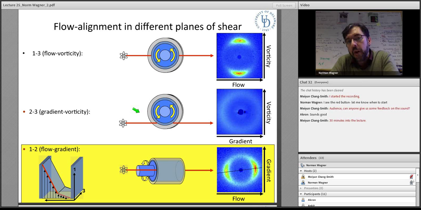And what's shown over here are actual scattering patterns from a shearing wormlike micelles solution, and you can see it's highly flow aligned. But it's really going down the gradient if you are going down the 1-2 plane, the vorticity axis, so you access the flow gradient direction.